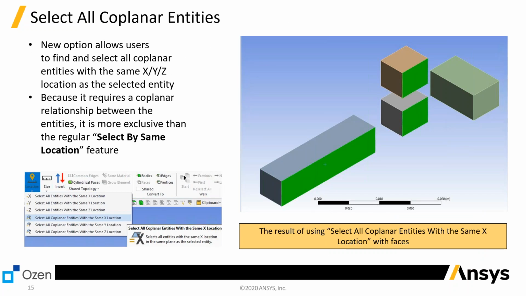Okay. Another feature added in 2020 R2 is selection. We know that before, you could select faces, and then select the extension of these faces that are in contact. But now you can even select faces or surfaces that are not in contact, but on the same plane. So we can see here, you can select by location, basically coplanar entities with the same X or Y or Z location. As you can see here, in this direction, we can see this selection happening by selecting one, and then you can extend the other selection.